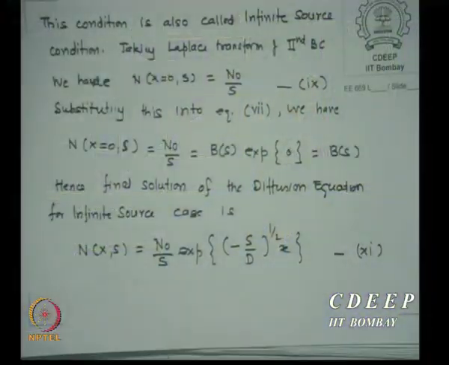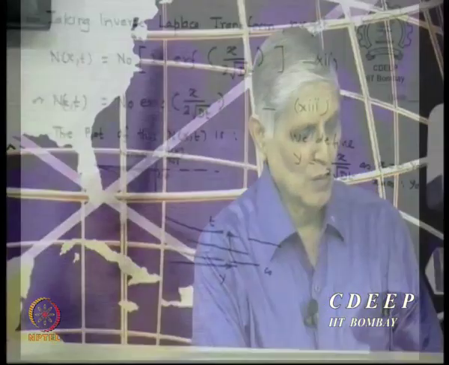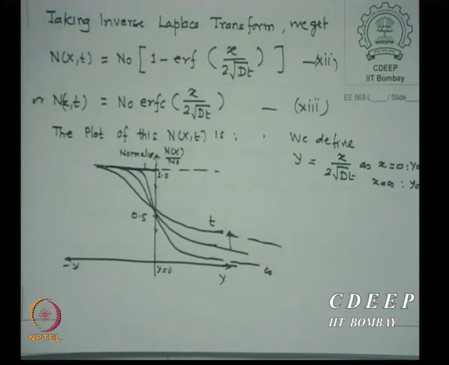This is my profile in the s plane, and I want to come back to the time domain. So what should I do? Take an inverse Laplace transform of this. It is not so easy for you, and you have not seen that function, so don't try, unless you have done a course somewhere. Taking the inverse Laplace transform, N(x,t) is N0 times 1 minus error function of x upon 2 root Dt. That's very important. I'll explain the error function soon, quickly before we leave.